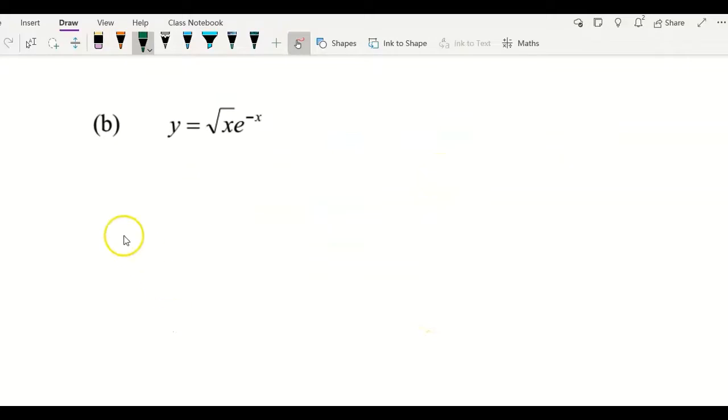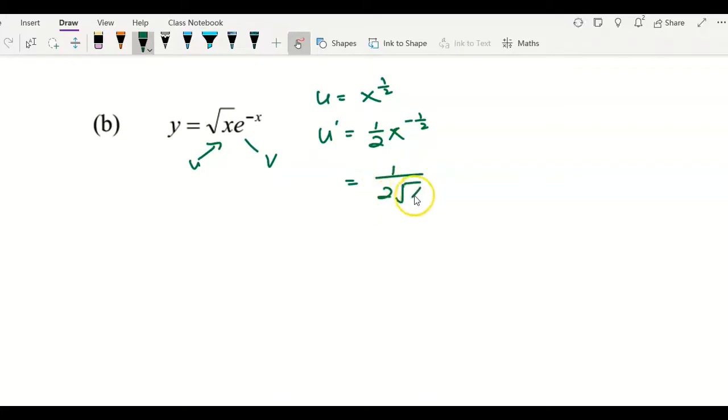And the next example, I have square root of x times e power of negative x. Again, I will let this be u, and the other be v, and later on we'll apply the product rule. If u is x power of 1 over 2, because the square root of x is a power of 1 over 2, then differentiating, you get u prime equals 1 over 2 x power of negative 1 over 2, which is 1 over 2 square root of x. Then your v is e power of negative x, so the v prime will be negative e^(negative x), meaning differentiate the power, you get negative 1, and then copy itself back, you get e power of negative x. Then you can rearrange it. This is your v prime.